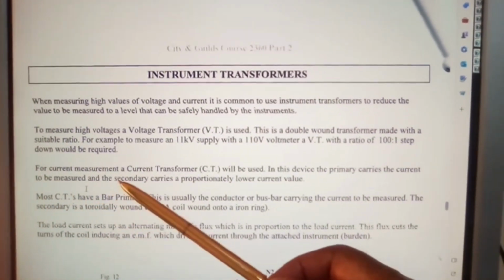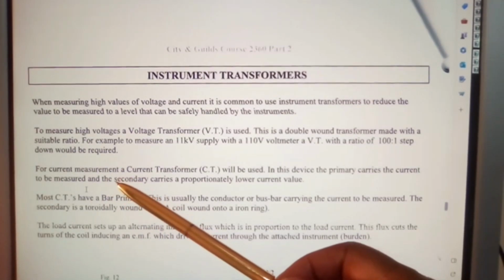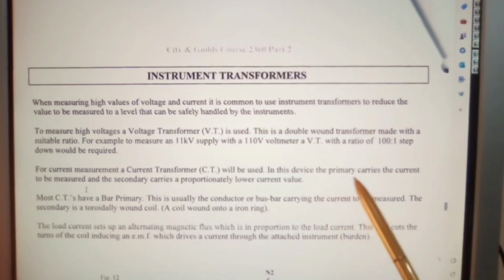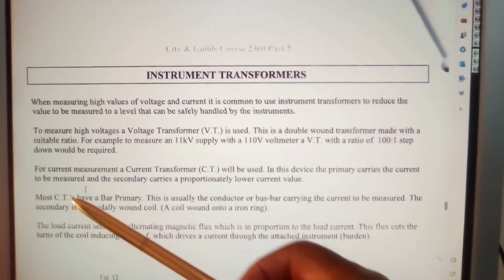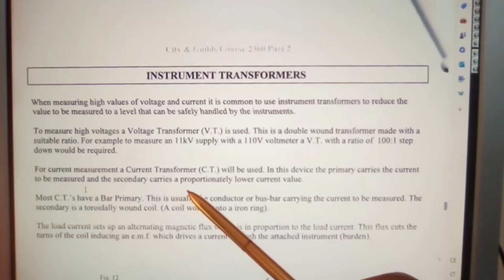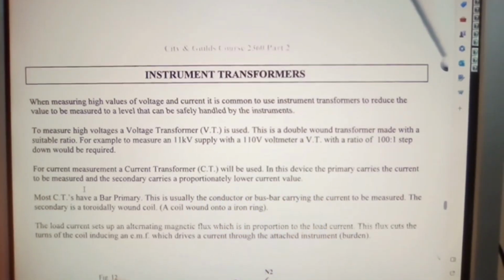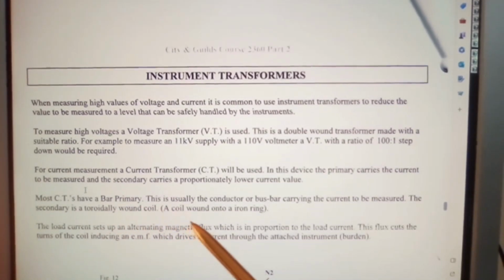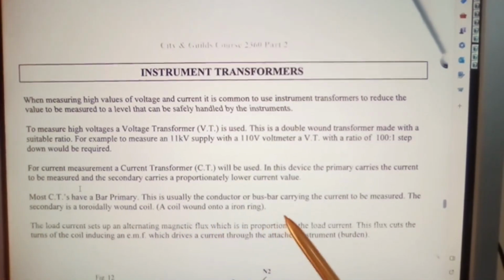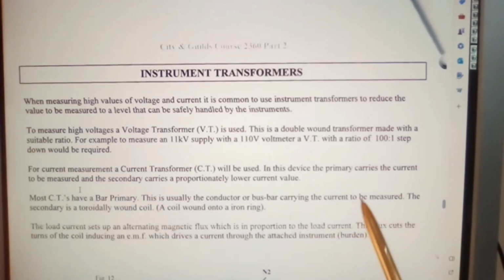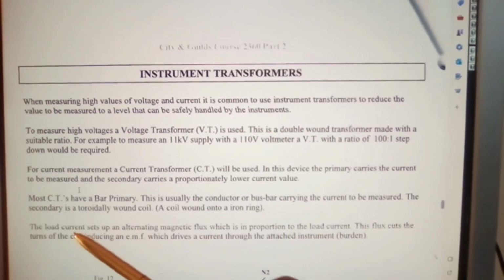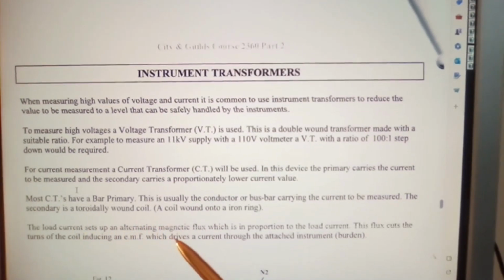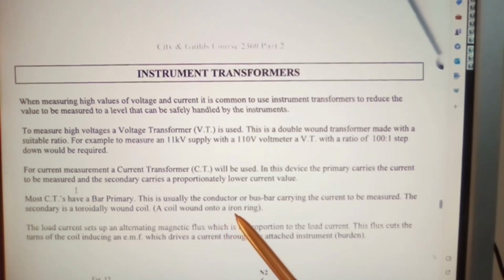For current measurement, a current transformer, CT, will be used. In this device, the primary carries the current to be measured and the secondary carries a proportionately lower current value. Most CTs have a bar primary. This is usually the conductor or bus bar carrying the current to be measured. The secondary is a toroidal wound coil, a coil wound onto an iron ring.